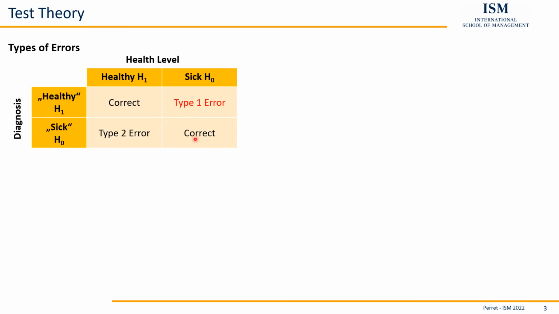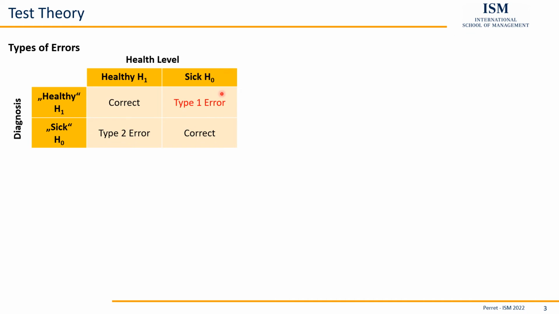The problem comes up if we either have a sick patient who the doctor calls healthy, or we have a healthy patient who the doctor calls sick. Those are errors. However, if a healthy patient is treated, that's not this big of a problem. The real big problem occurs up here. We have a sick patient who is not treated because he's considered healthy. That's why we call these errors type 1 error and those ones type 2 error.